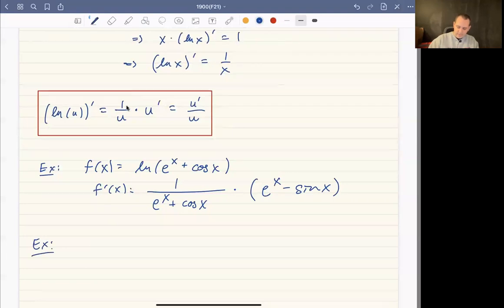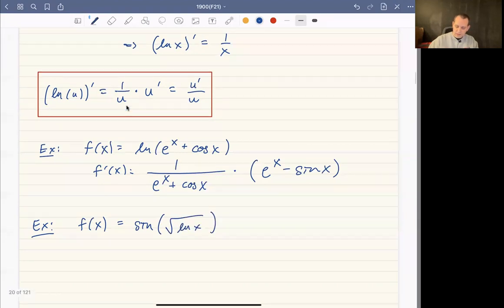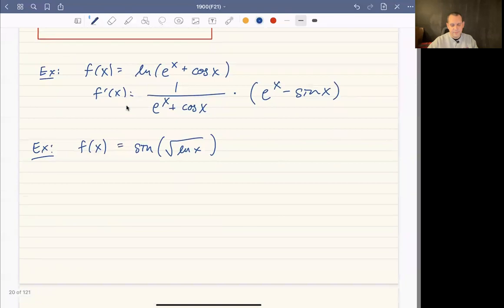If we were to take, say, sine of the square root of natural log of x. Okay, so here's one where the natural log is involved, but it's kind of buried in the function. It's a composite function. Then the derivative is going to be, I'm going to first think about this as sine of a function. And so the derivative will be cosine of that function times the derivative of the inside.